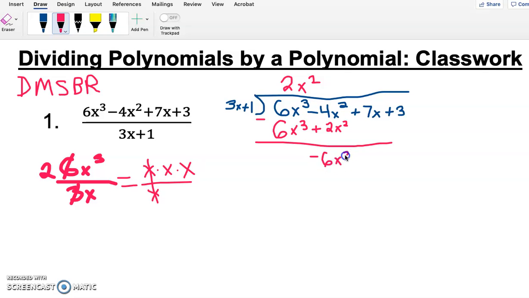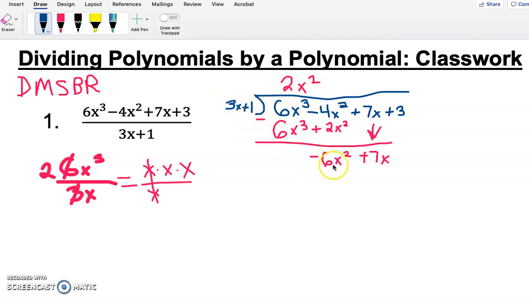And now you bring down the next term, right? We divided, we multiplied, we subtract. We're bringing down the positive 7x. And so now what's the next step? We're going to repeat. All right, let's repeat this.